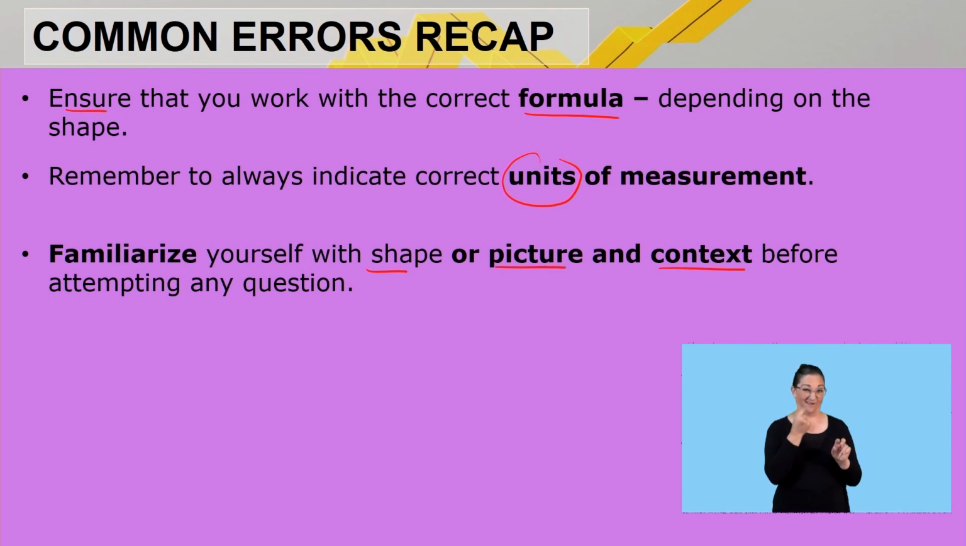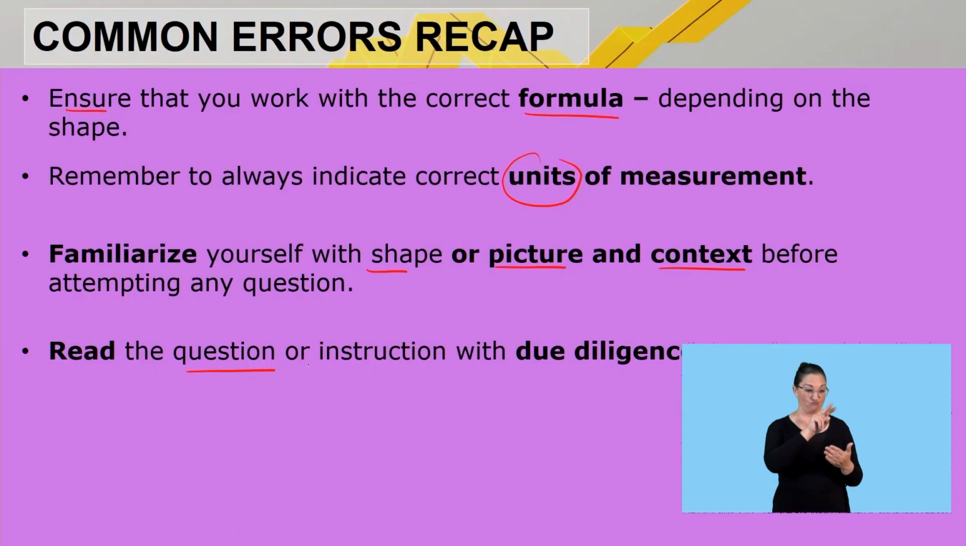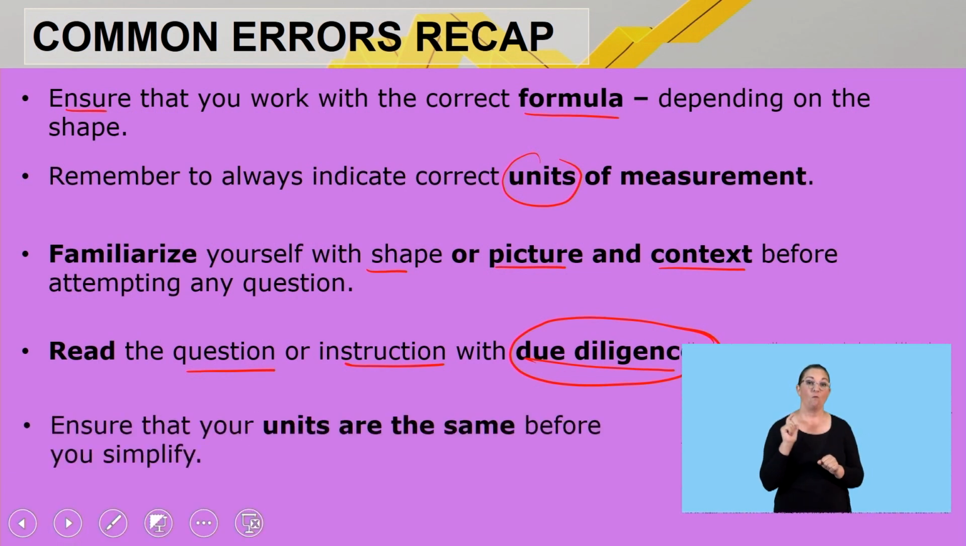Then the third point I've mentioned here, familiarize yourself with the shape or the picture and the context before you attempt the question. Guys, you've seen we gave you a shape, we gave you a picture, we gave you lots of reading. Make sure you bring all of them together, okay? By first taking time out to see what it's all about. Then read your question or the instruction with due diligence, and we know what this refers to, right? Take time off, make sense of what is presented to you. Then ensure that your units are the same, right, before you simplify. Guys, I'm sure you've noted that in our lesson today as well.